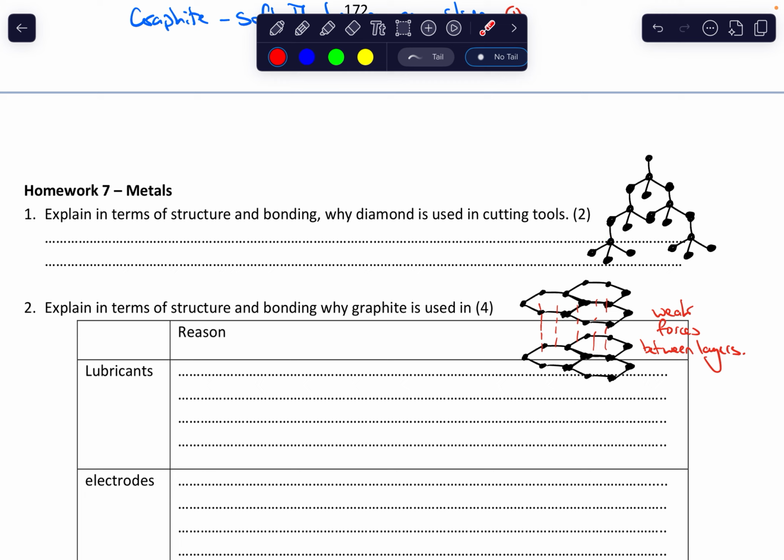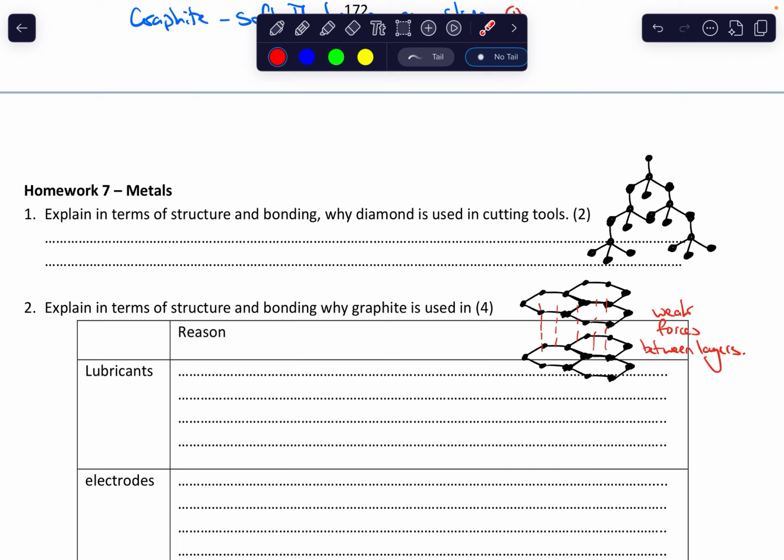Remember, diamond contains carbon atoms, and the carbon atoms are joined by four covalent bonds. Each one will have four covalent bonds. And think about what that does to the structure. That's going to make this a very rigid structure, and therefore it's very hard to move these atoms, and therefore it's a very hard material, and that's why it's used as cutting tools.